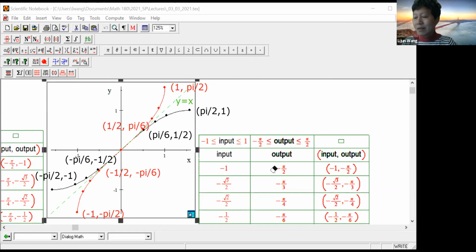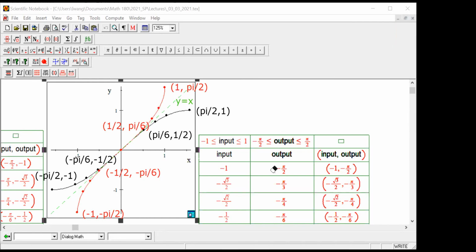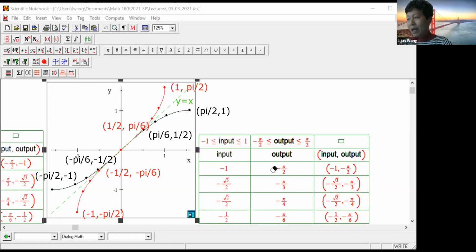That inverse, the meaning of inverse is reverting the input and output. In the previous table, on the table on the left, the input now becomes output. You got it? That makes sense. So we recompose those points and we made the red dots. The red dots connected the dots, and that is the curve of arcsine or sine inverse. Okay. You get it? Thank you.